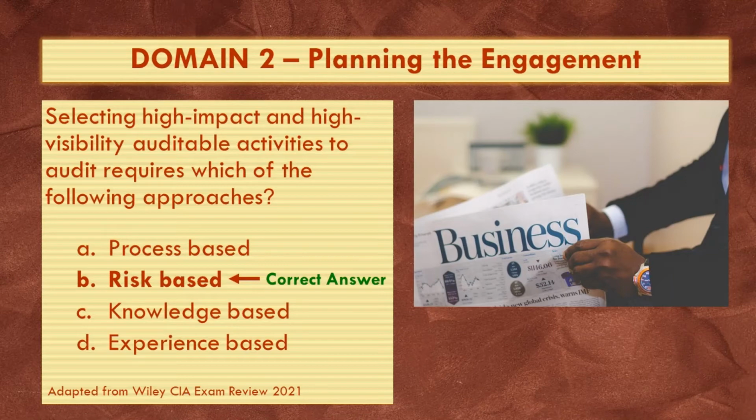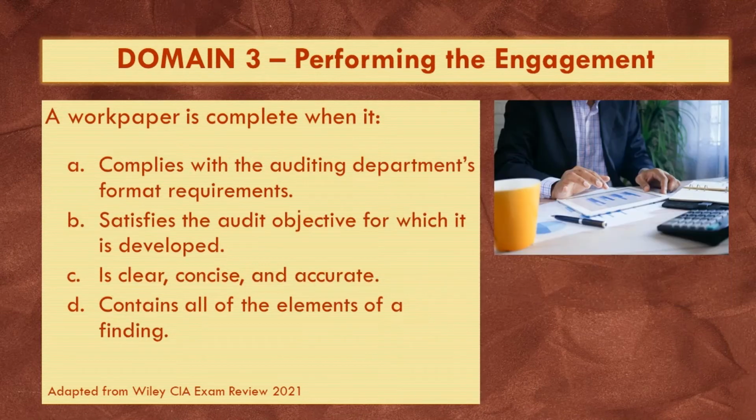The next question is from Domain 3, Performing the Engagement. A work paper is complete when it A, complies with the auditing department's format requirements, B, satisfies the audit objective for which it is developed, C, is clear, concise, and accurate, or D, contains all the elements of a finding.